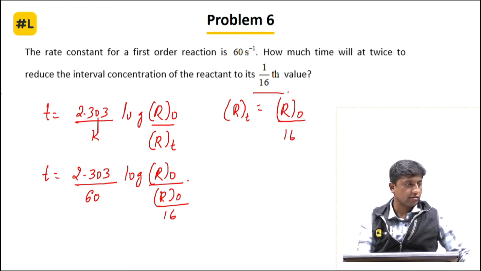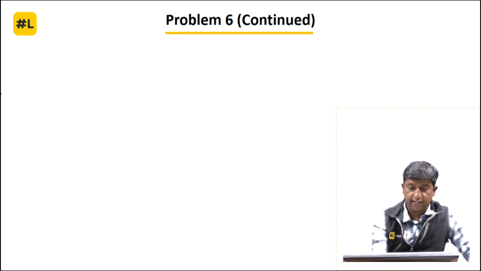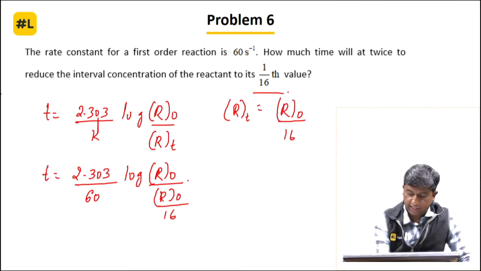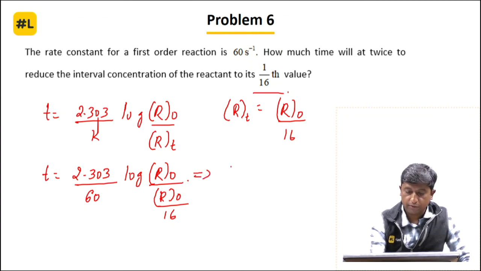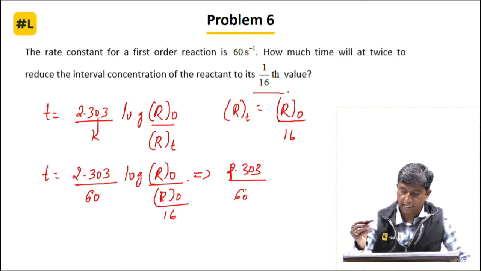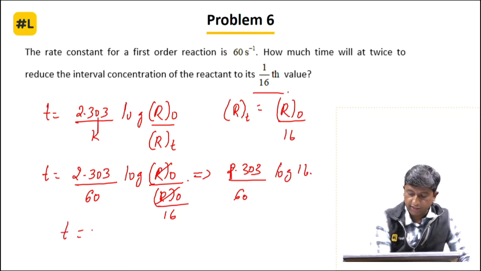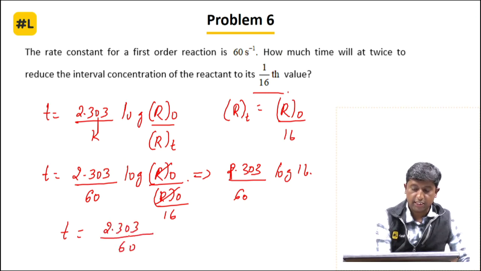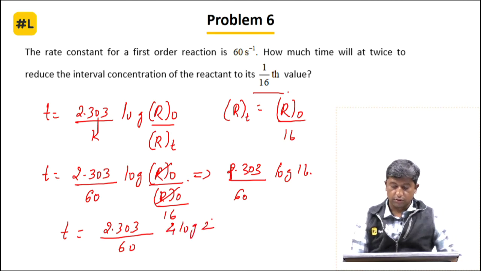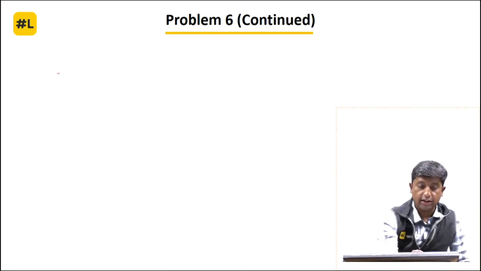The correct answer for this formula is, on simplification we can write, t will be equal to 2.303 divided by 60 into log of 16. So, in this particular problem you will get the final answer, t will be equal to 2.303 divided by 60 into, we can write log 16 as 4 log 2.